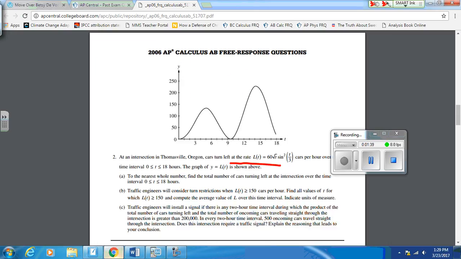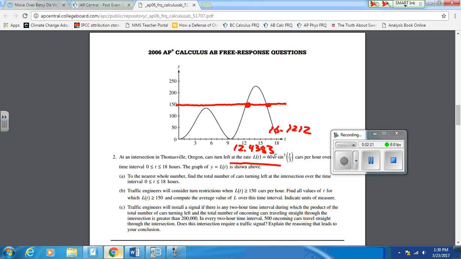And then in part B, they ask, traffic engineers will consider restrictions when L of t is greater than or equal to 150 cars per hour. Find all values of t for which L of t is greater than or equal to 150, and compute the average value of L over this time interval. Well, greater than 150 means that L is going to be above this line right here. And so if I let y2 equal 150 and set equal, then I find two intersection points. What were those two intersection points? 12.4383 and 16.12. Okay, that works for me.